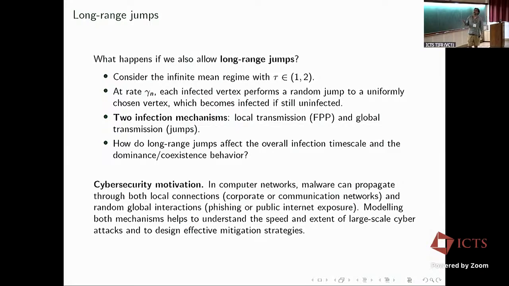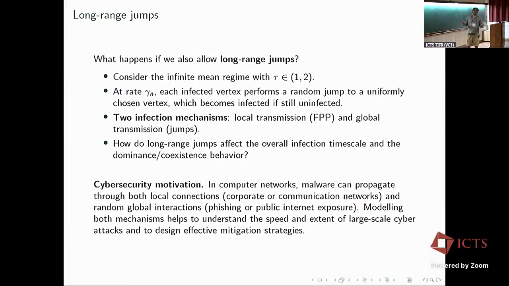So we still work with the last regime with the strong topology, and we see that this already changes a lot in this setting. And we introduce a rate, gamma_n. Basically, each infected node can jump at some point to a uniformly random node and infect this node, if this node is not infected yet. So there is a local first passage percolation spread, and there are these long-range jumps.